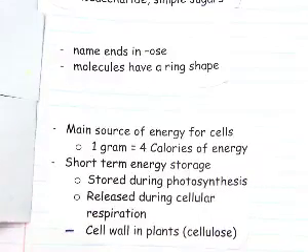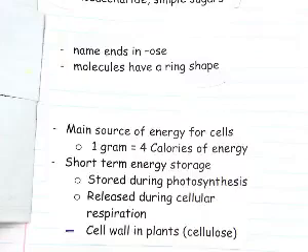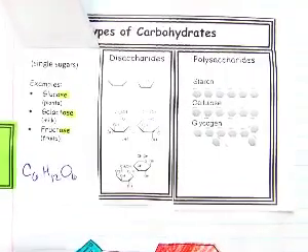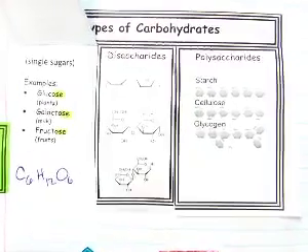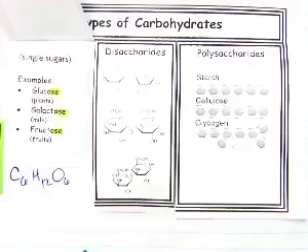Third function is in plants. They form the cell wall of plant cells. There's a polysaccharide called cellulose that helps to give plants their structure. Again, monosaccharides, single sugars, things like glucose, galactose, and fructose, all with the same chemical formula.